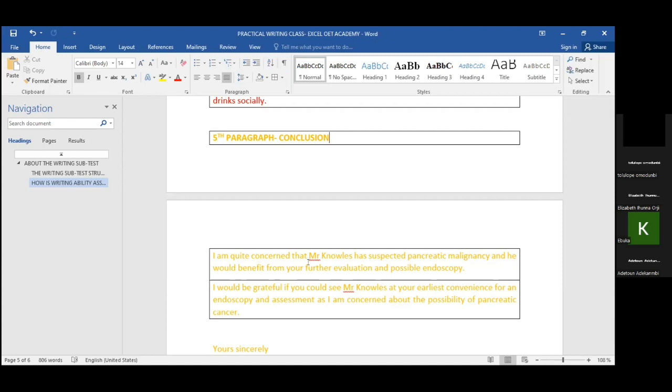Okay. So you can see I'm starting my sentence, or I'm bringing in some emotional angle to it, saying that I'm quite concerned. Very important. This other place also wrote, I'm concerned. So you can say, I'm concerned that Mr. Knowles has suspected pancreatic malignancy and would benefit from your further evaluation. Because I used assessment in the beginning, if I'm writing my conclusion, I don't need to repeat vocabulary. I can use evaluation here. Possible endoscopy, right?